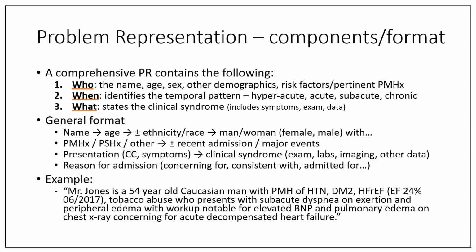So here's a pretty comprehensive yet concise and organized example for an MS3. Mr. Jones is a 54-year-old Caucasian man with a past medical history of hypertension, diabetes, HFrEF with an EF of 24%, and tobacco abuse, who presents with subacute dyspnea on exertion and peripheral edema, with workup notable for an elevated BNP and pulmonary edema on chest X-ray, overall concerning for acute decompensated heart failure.